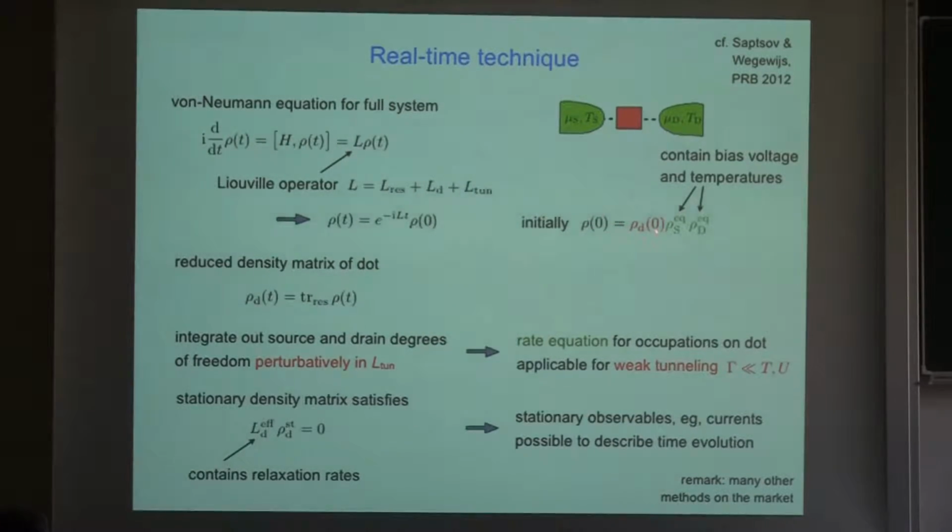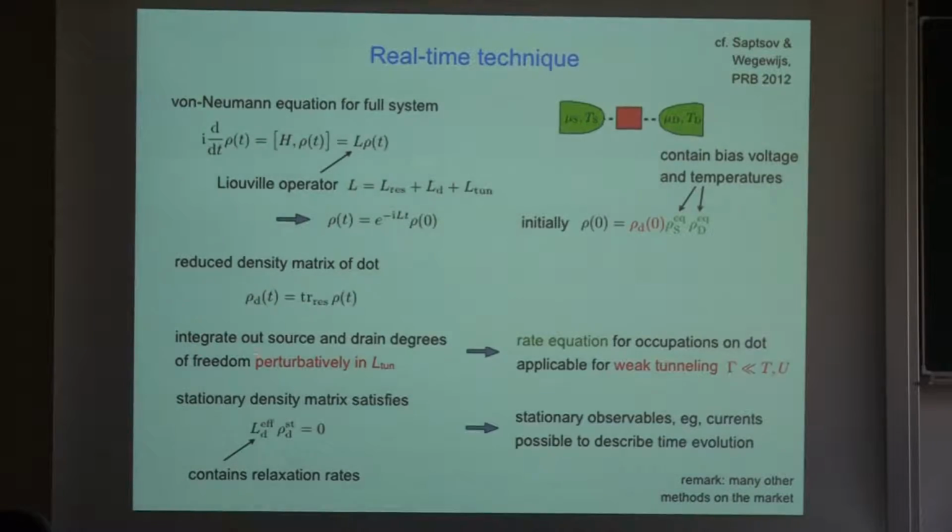So we have the dot prepared in some initial state, and we have the source and the drain leads in their equilibrium distributions. So the bias voltage and the temperatures go in here. Eventually, what we want to study is the reduced density matrix of the dot, which we get by tracing out the reservoir degrees of freedom.